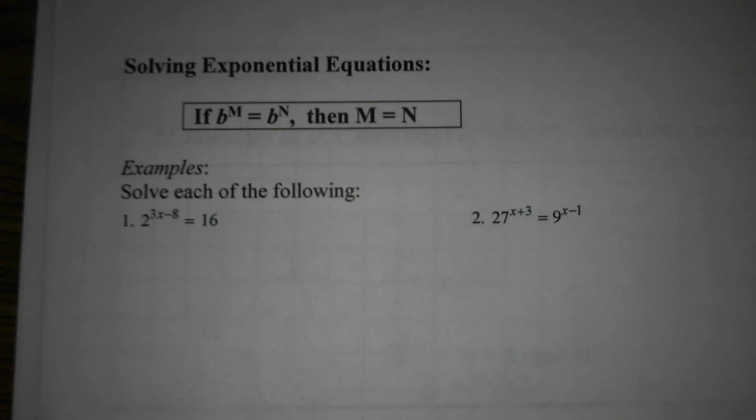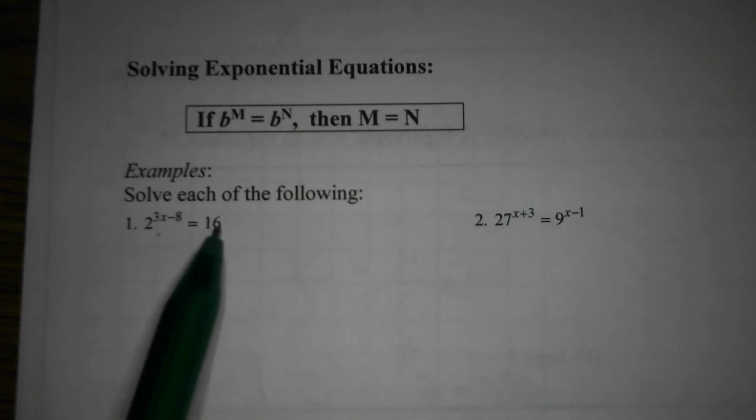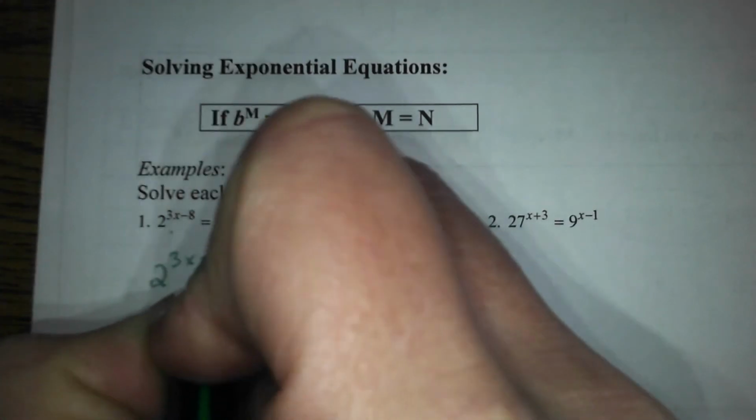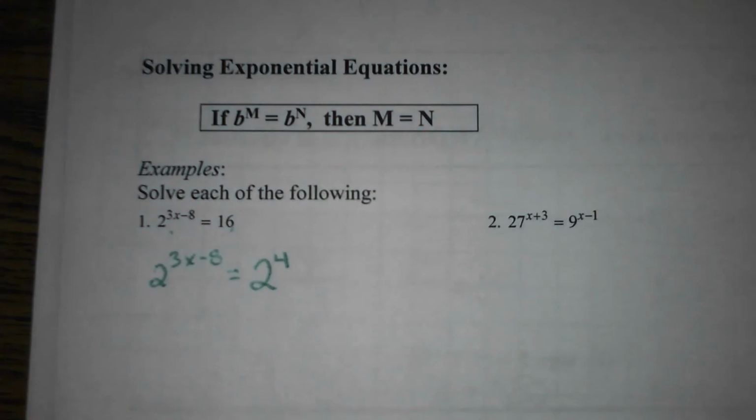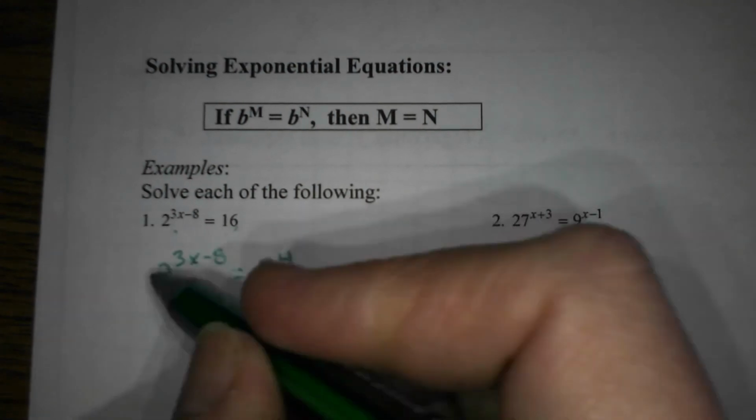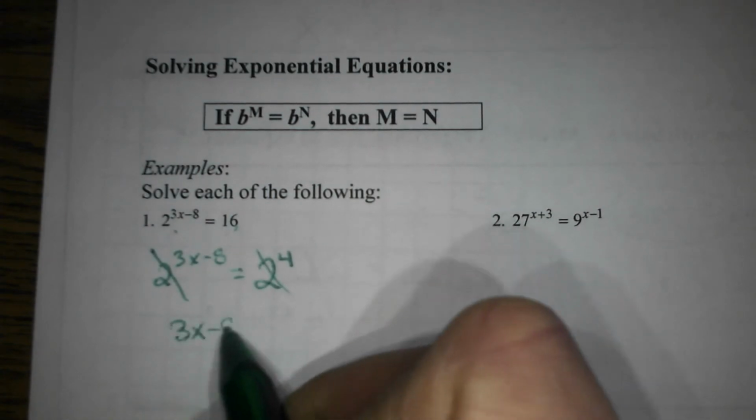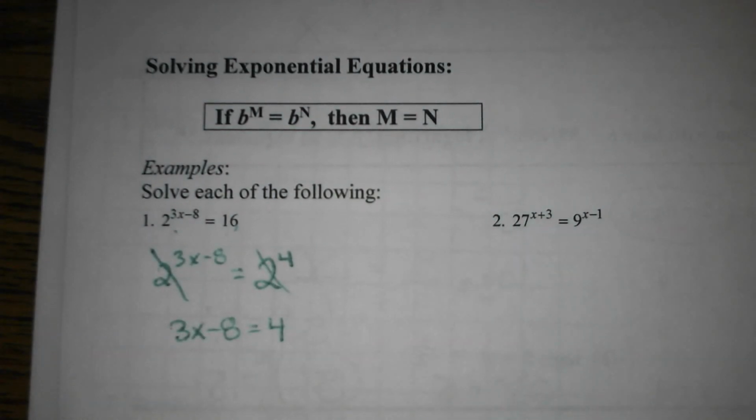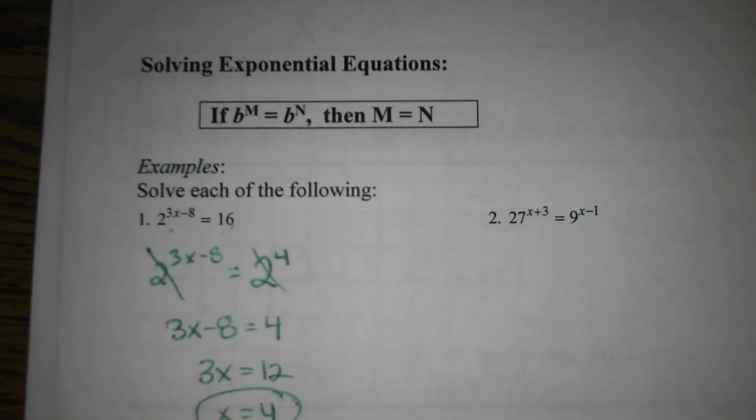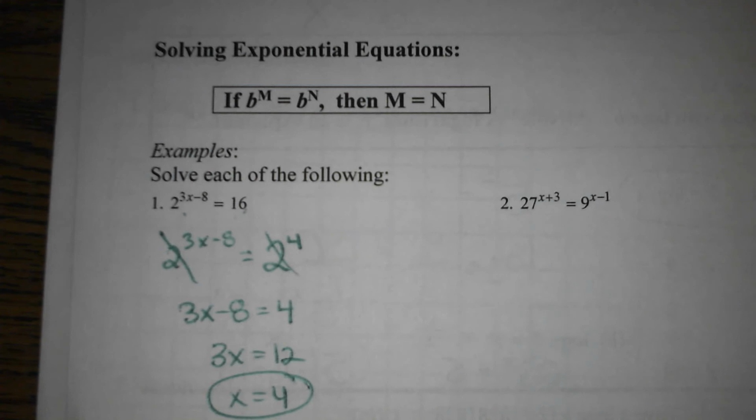So if you look at number 1, the base of 2 and the base of 16 are different, but 16 can be rewritten differently. So 2 to the 3x minus 8 equals 2 to the 4th power, just replacing 16. So trying to create that same base on both sides. Once you have it, it cancels. So you're just really solving 3x minus 8 equals 4, adding 8 to both sides, and getting your answer. Okay, so if it's possible to get the same base, that would probably be your go-to option.